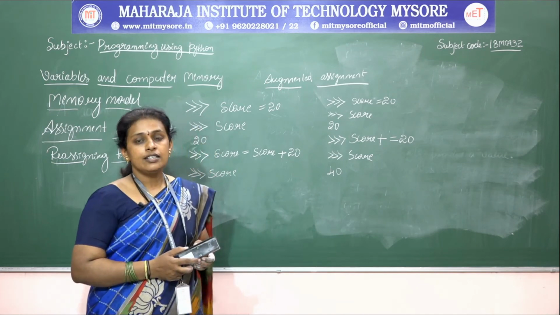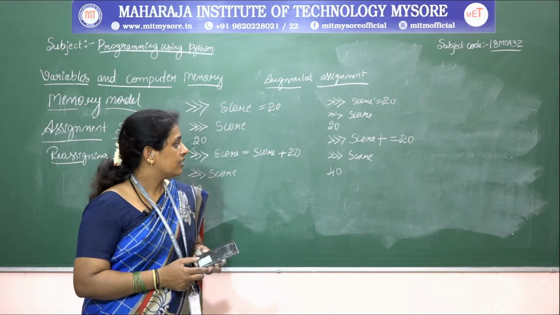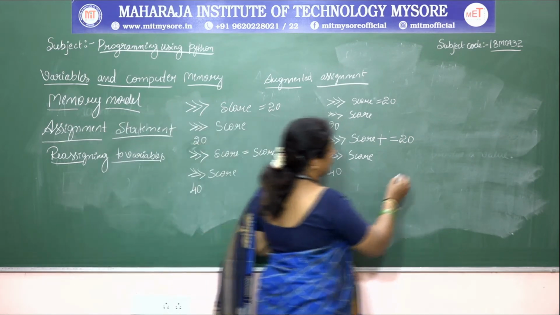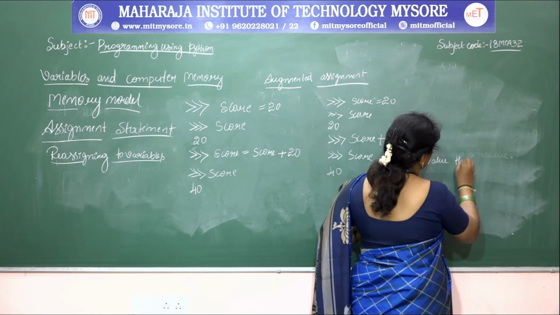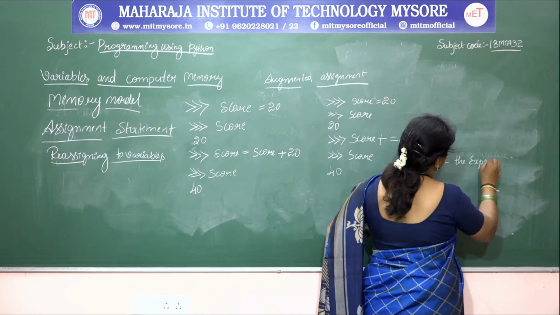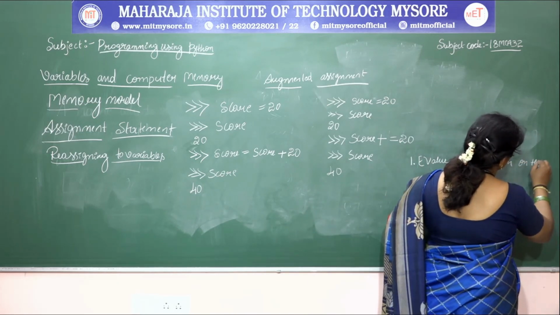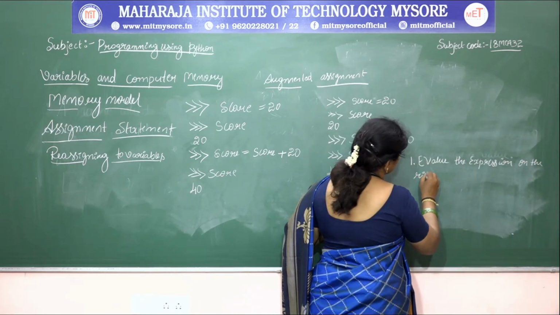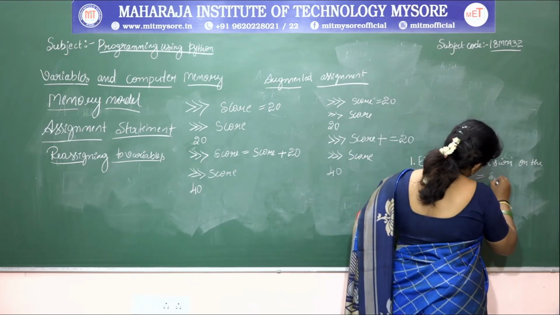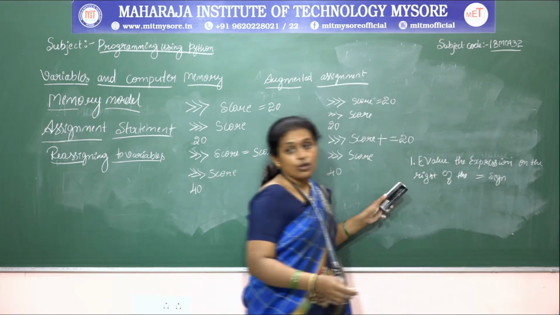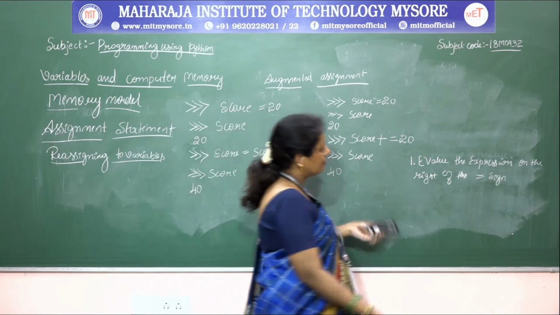Okay. Let us know how this augmented assignment statement is evaluated. First, it is going to evaluate the expression on the right of the equal sign. So first it is going to evaluate the right of the equal sign to produce the value.